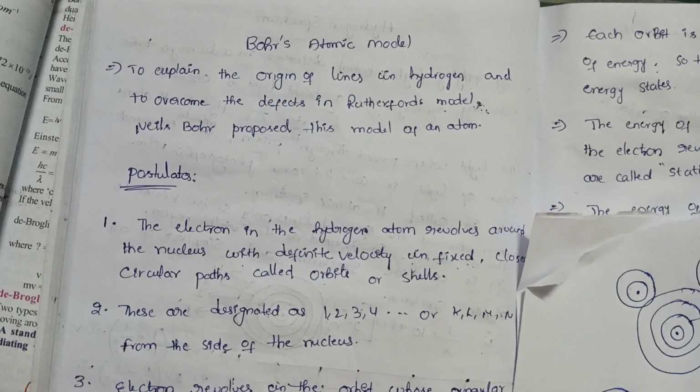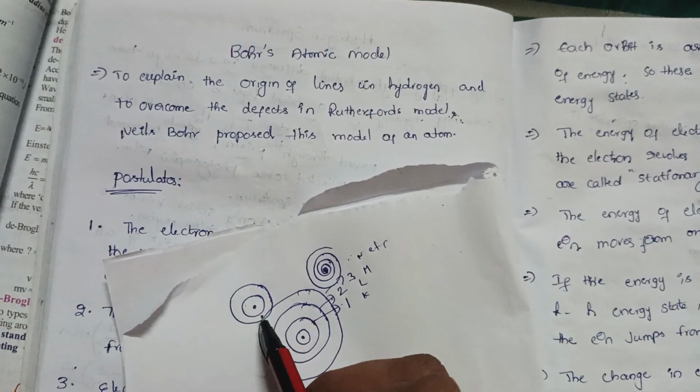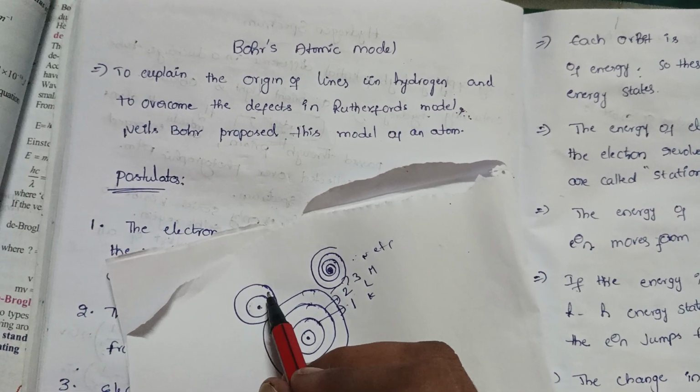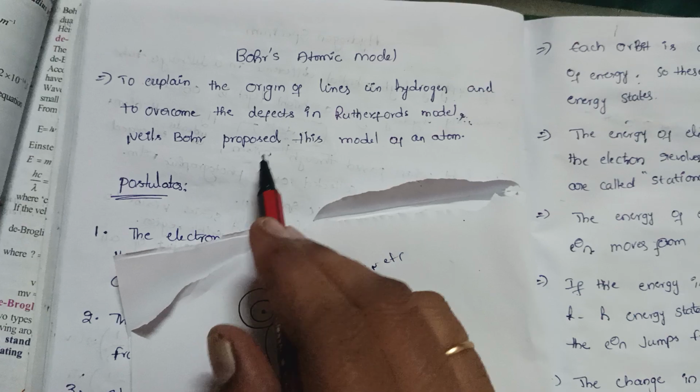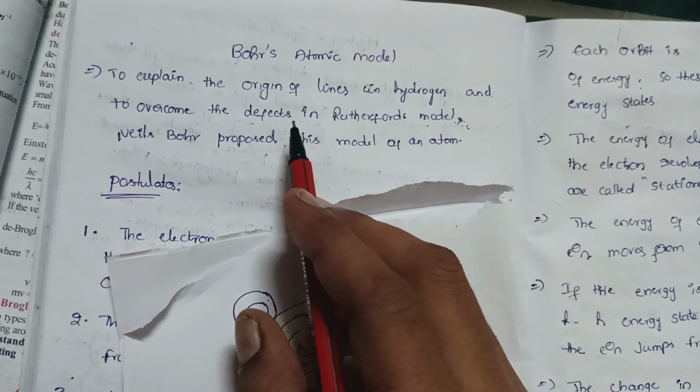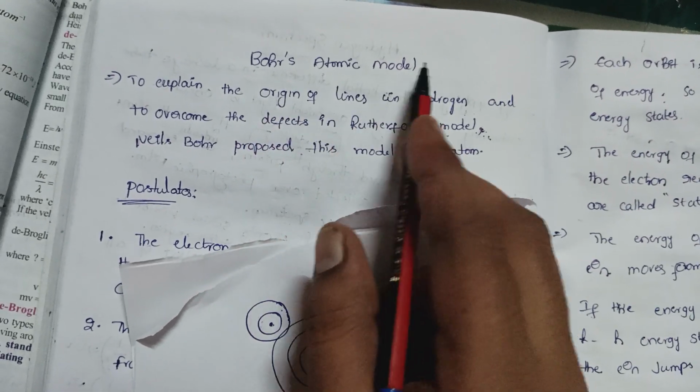Today we are going to discuss Bohr's atomic model. He explains how the electron revolves around the nucleus and the origin of lines in hydrogen. To overcome the defects in Rutherford's model, Niels Bohr proposed this model, that is Bohr's atomic model.